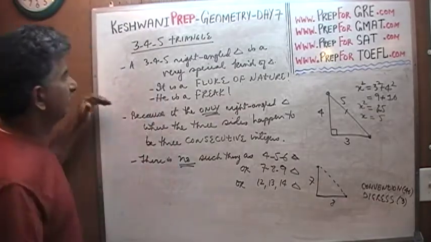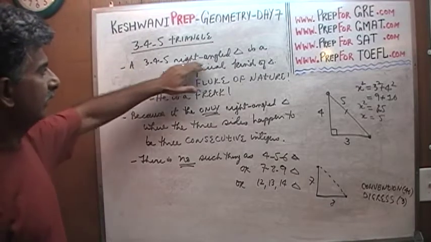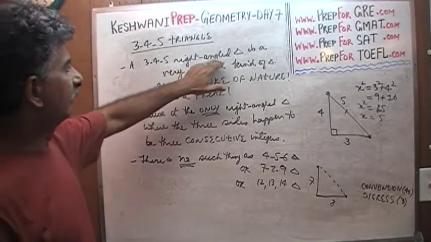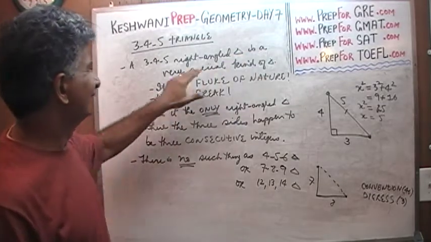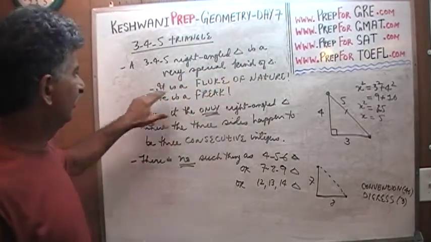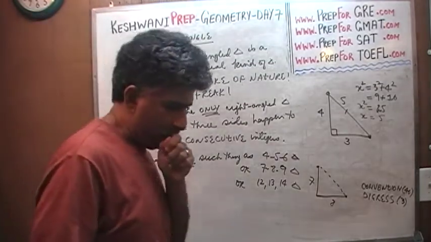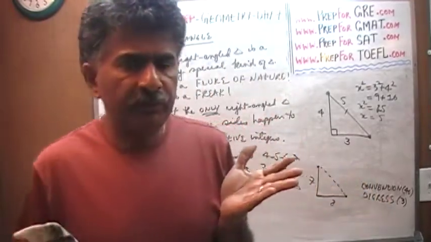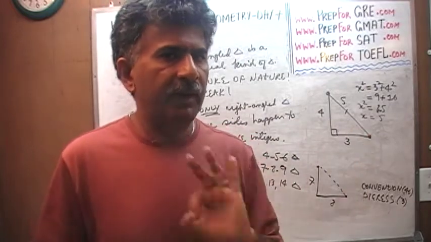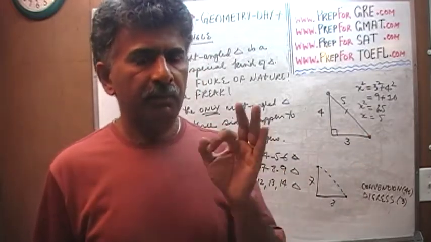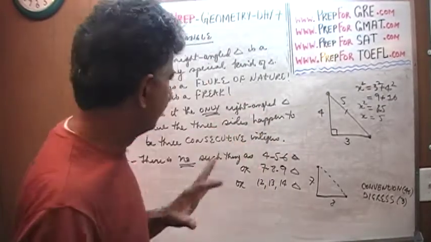Before I do the but part, let me read this one more time before I erase the top part. What's the 3, 4, 5 triangle? A 3, 4, 5 triangle is a right angle triangle, a very special kind of triangle. Why is it very special? Because it's a fluke. It's just a coincidence, a freak of nature, where the three sides happen to be three consecutive integers. It never happens again. This is the only right angle triangle that nature created where you're going to find three consecutive integers, a 3, a 4 and a 5. You got it? Here's the but part.